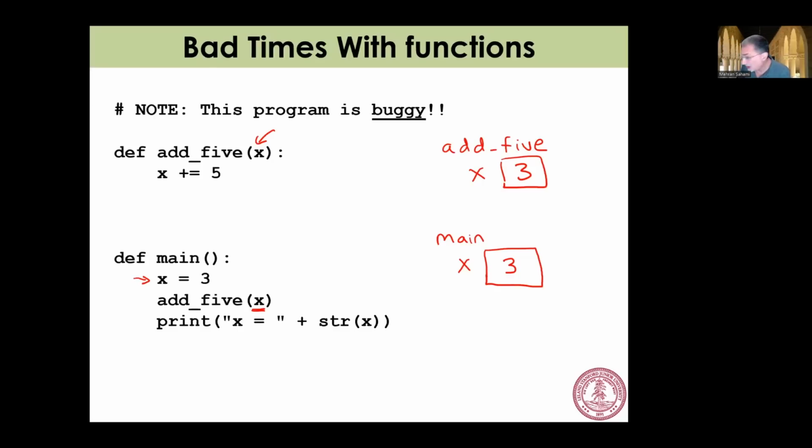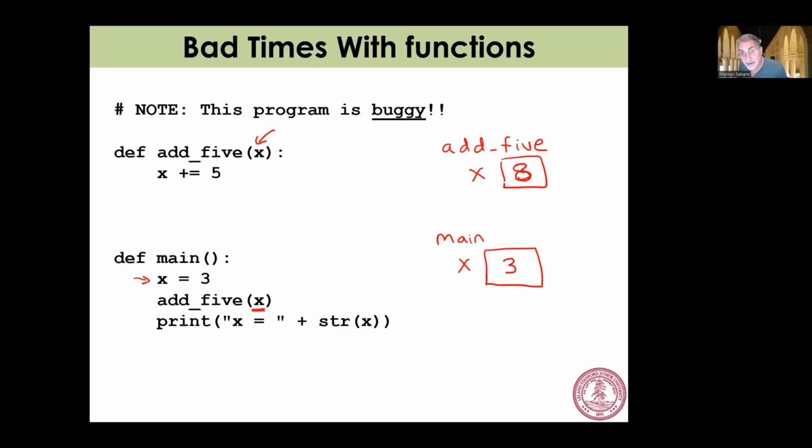Now, as you already know, the x over here in add 5 and the x in main are different variables. They just have the same name. So if we come over here to add 5, which is now executing, and say x plus equals 5, that's going to add 5 to the value of x and store it back in x. The question is, which x? Well, since this is the add 5 function, it has to be the x in add 5. So it's this x over here. It adds 5 to it. That makes it 8, and that's what it stores in this variable.